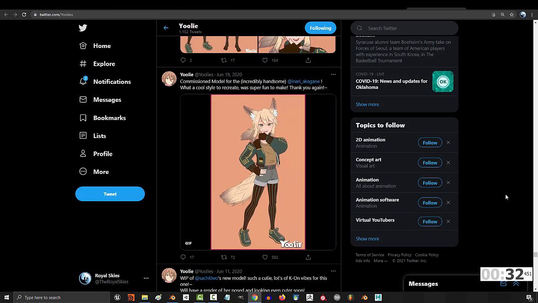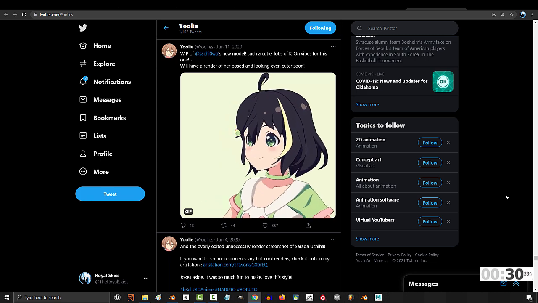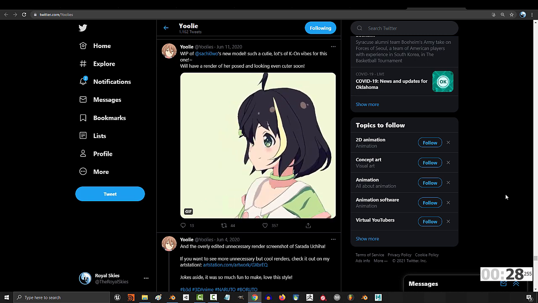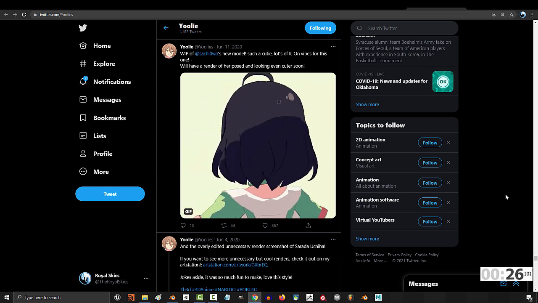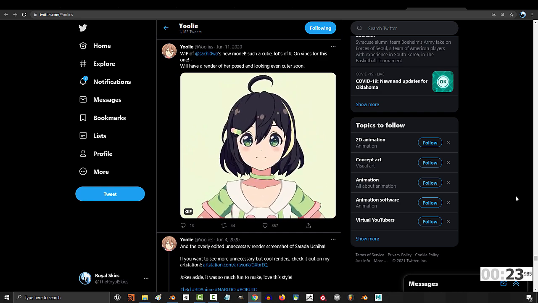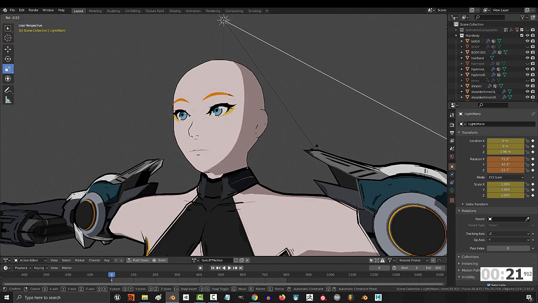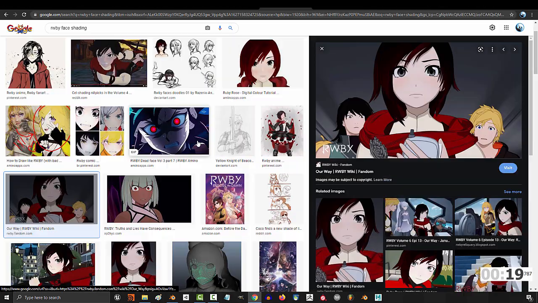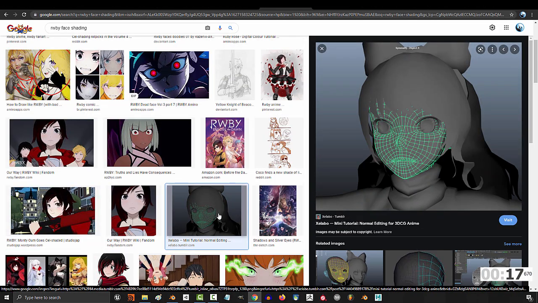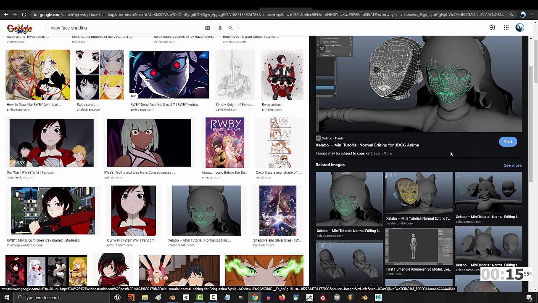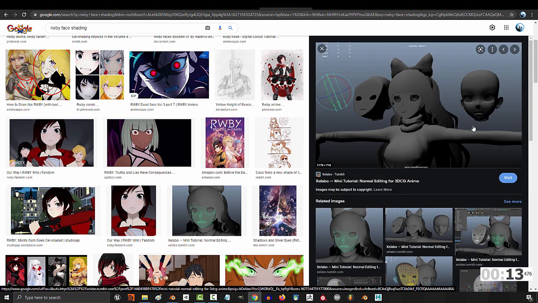However, for VTubing, the character often stays put, is always facing the same direction, and the light source never changes, which generally means that the face only has two possible states of shadows. It's either lit or it's not. I believe this is also how they shade the faces in Ruby. Now, it looks like they use a funny flat proxy approach, but as usual, Yuli has a much easier way.